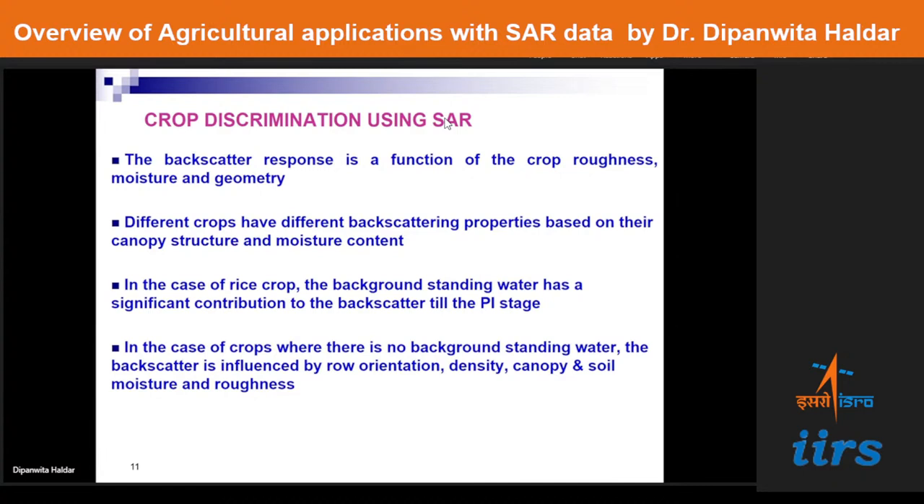In rice crop, mostly the transplanted rice, which is grown in this particular monsoon season, the background standing water has a significant contribution. Okay, so it has a specular reflection in the initial and the major part of the growing season. Okay, so very low backscatter is observed in the initial season, but as the crop grows, it picks up. So those details we'll see. Where there is no background water, like in case of the other crops, other important factors like orientation, density, canopy, soil moisture, those things play a role in governing the backscatter response.